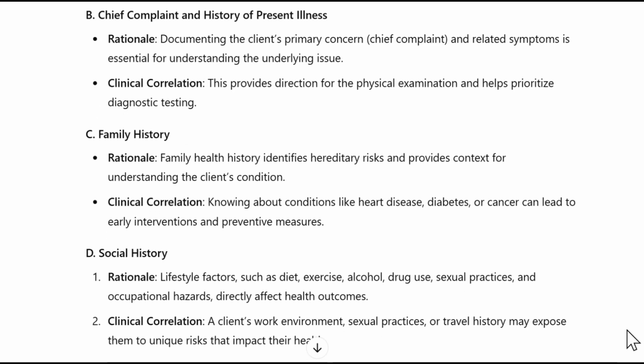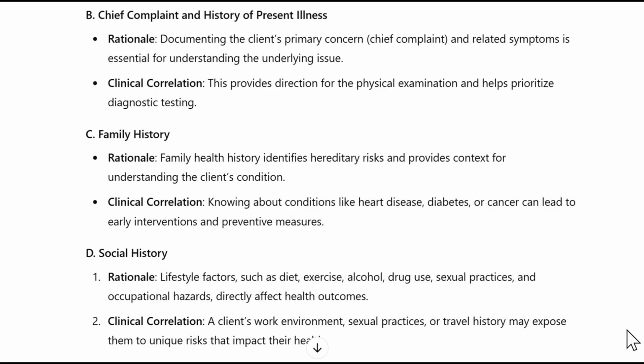B. Chief complaint and history of present illness. Rationale. Documenting the client's primary concern, chief complaint, and related symptoms is essential for understanding the underlying issue. Clinical correlation. This provides direction for the physical examination and helps prioritize diagnostic testing.